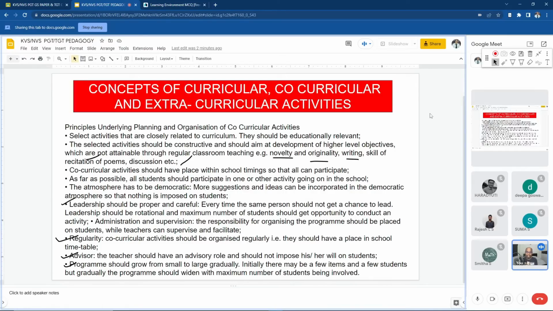Students will be divided into 4 different houses. They'll call Shivaji house, Raman house, Tagore house: Shivaji, Tagore, Ashoka and Raman.